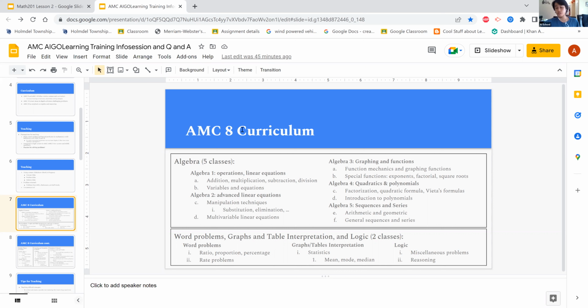So we'll be introducing those, and we'll be giving some problems on them as well. However, it is assumed that the students already have a familiarity with variables and equations. So it'll be, once again, problem focused. Next up, we have advanced linear equations.